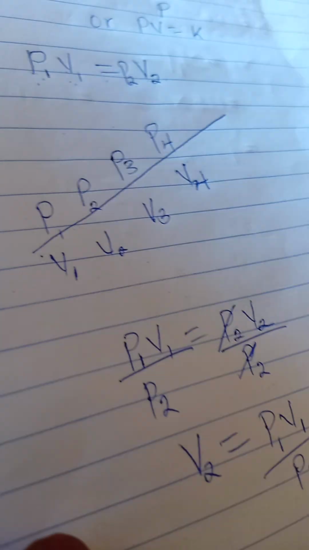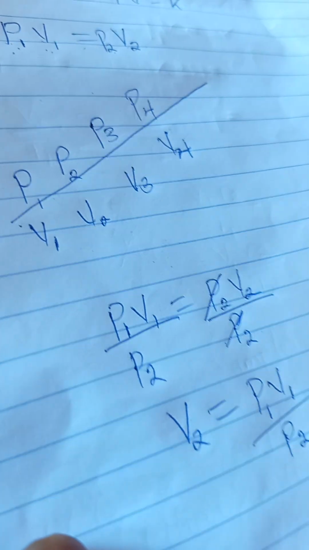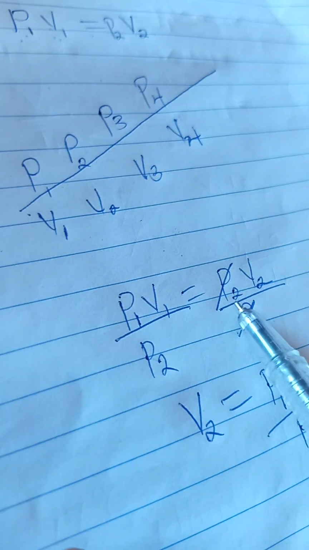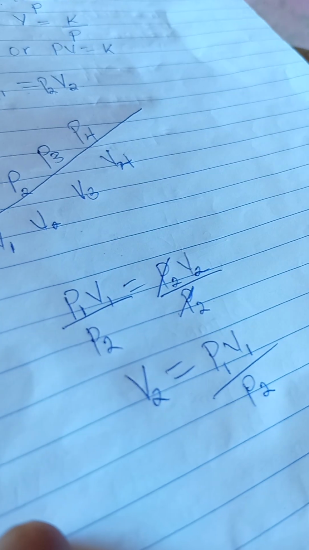You use it. If you are given, let's say, pressure 1 and you've not been given pressure 2, what you do here is divide both sides by V2 so that you get your pressure 2. Are you following? Yes. You make it the subject of the formula, you get it.